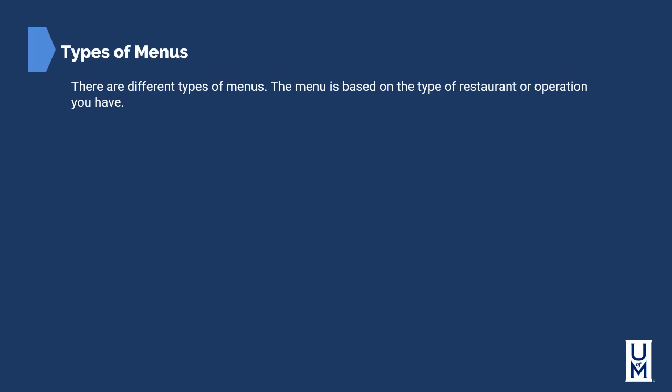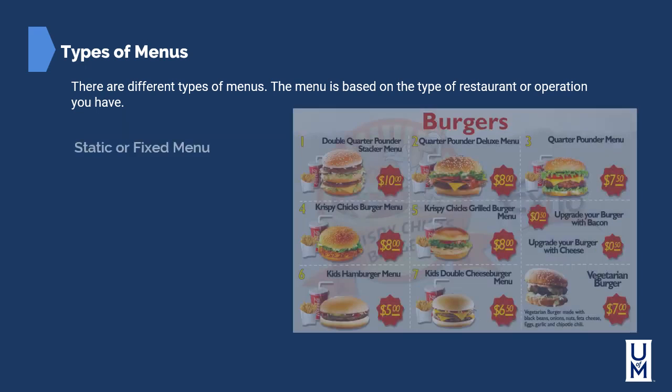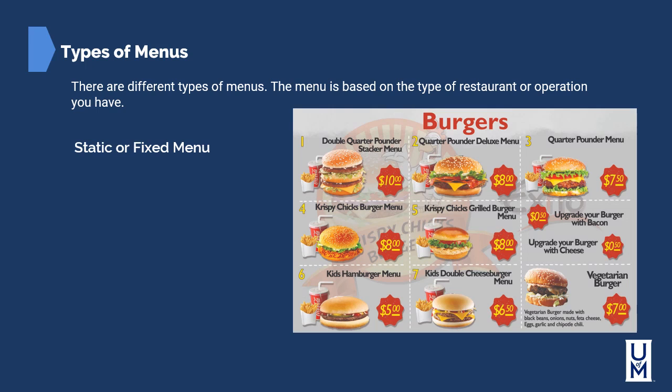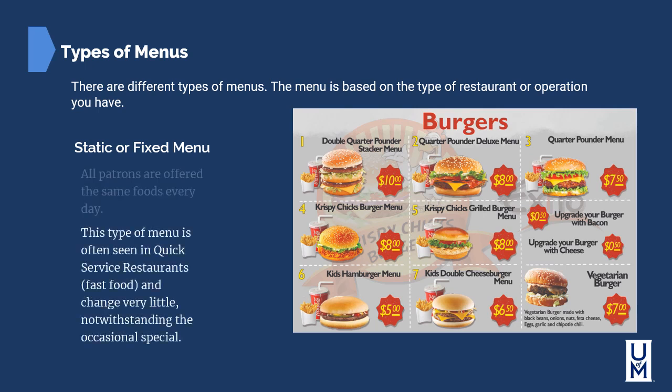There are four different types of menus that we also talk about when we talk about the various different kinds of menus. This menu is based on the type of operation that you have. The static or fixed menu is typified by items that don't really change a lot. They stay the same and very seldom will something new be added to it. All patrons are offered the same food every day. This type of menu is often seen in quick service restaurants or fast food restaurants and changes very little, notwithstanding the occasional special.